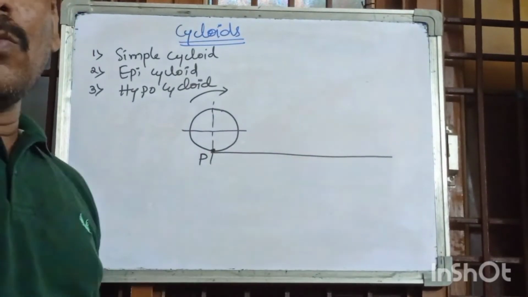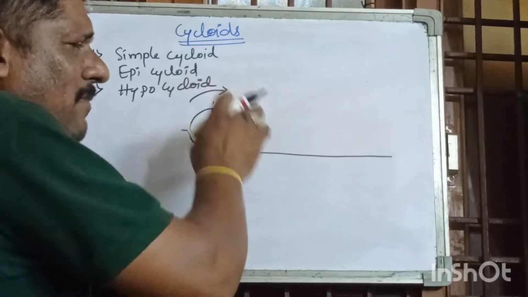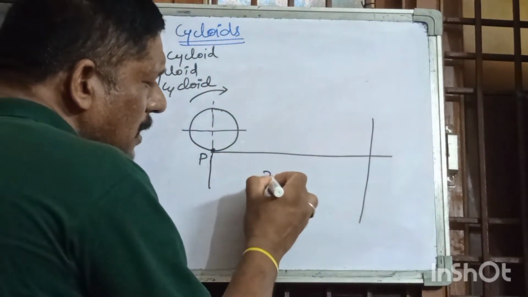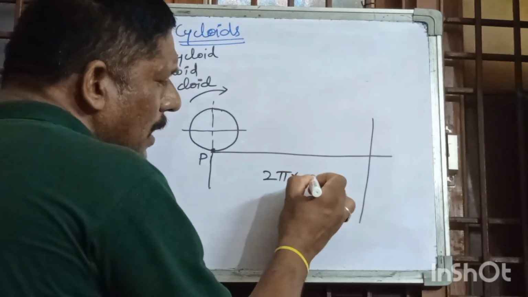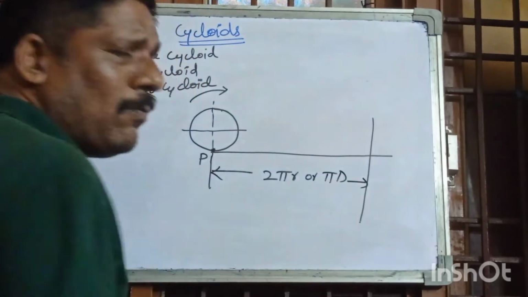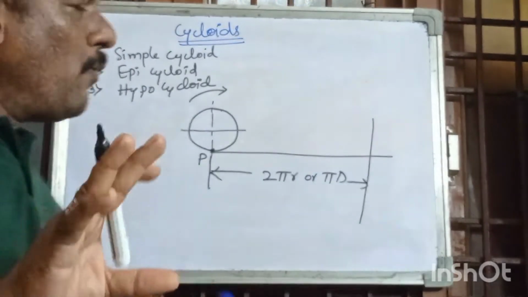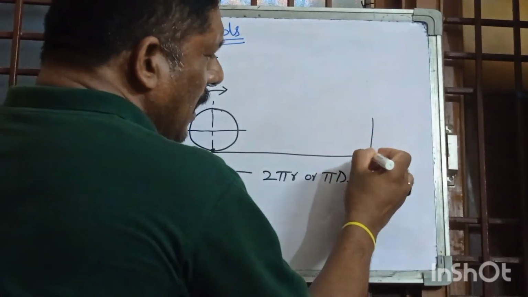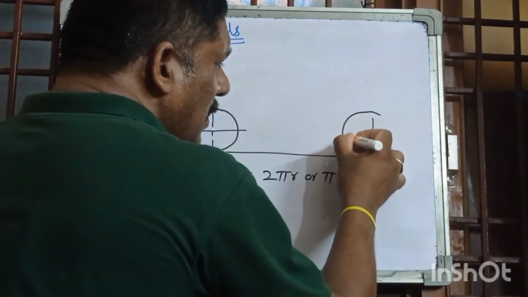So how much distance will it move? It depends upon the circumference length. What is the circumference length? It is 2 pi r, or we can call it pi d. This is the length it moves when it completes a full revolution. So when this coin comes to this end, it has completed one revolution.